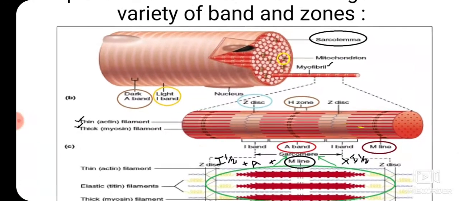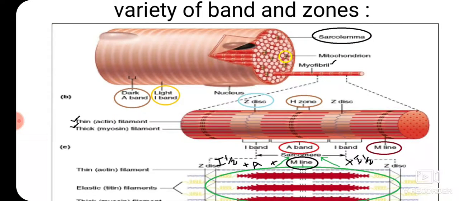Now we see the various bands and zones of the sarcomere. Now see the diagram. Here you see the black circled sarcomere. This red colored part is the outer covering, the plasma membrane of the muscle fiber. This yellow colored circle contains the mitochondria. These are the light and dark bands. The brown colored circle is the dark band, the A band, and the light band is the yellow.